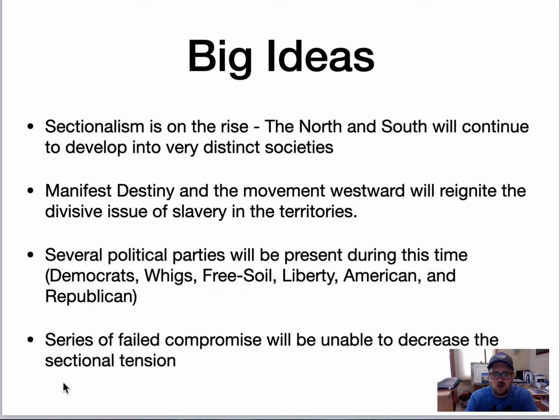The last big idea is this whole aspect of compromises, and really the failed compromises and the failed ability of Congress and representatives to truly make a dent in decreasing the tension between these two different areas, the North and the South. Again, to some extent, the West also. Again, the biggest one being the Compromise of 1850, which was supposed to go down as the end of all compromises. What it was really just a short-lived reduction of tension that will eventually erupt into war within 10 years. So those are the big ideas.